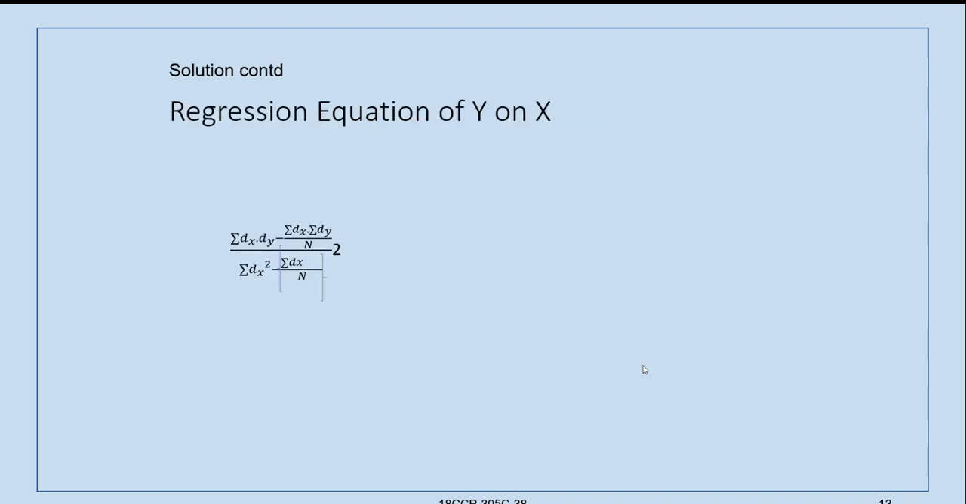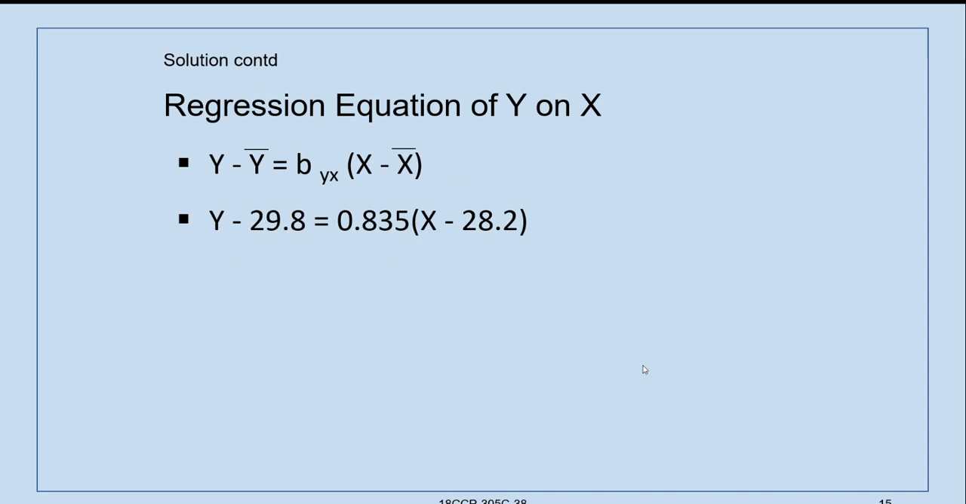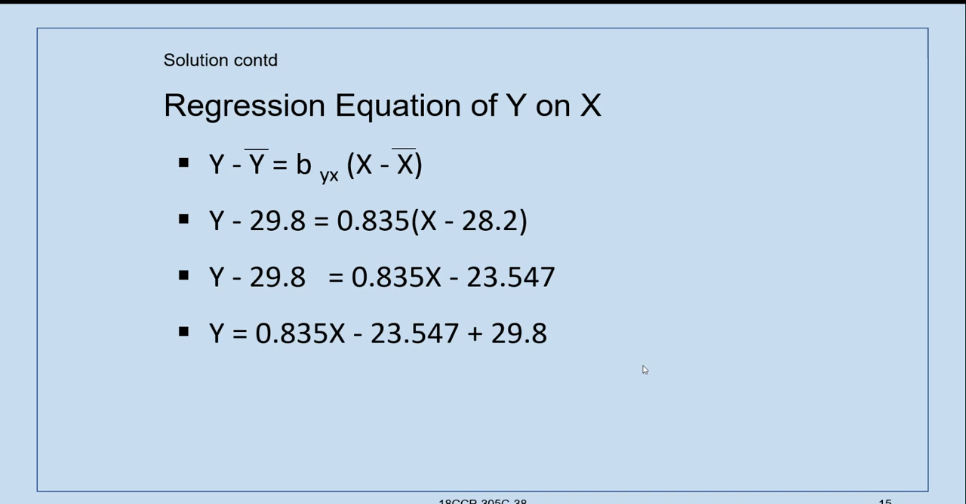Similarly, we will calculate equation number 2 also. Equation number 2, byx: y minus y bar is equal to byx into x minus x bar, that is y minus 29.8 is equal to 0.835, 0.835 is byx, into x minus 28.2. So we get the equation y is equal to 0.835x plus 6.253. So if you are asked to calculate the values of x given y or y given x, then we have to calculate by using these equations.